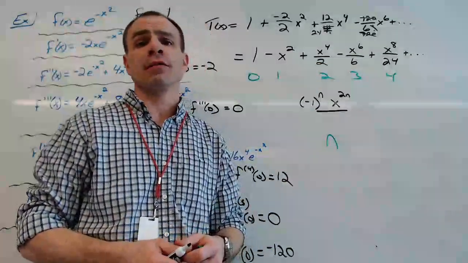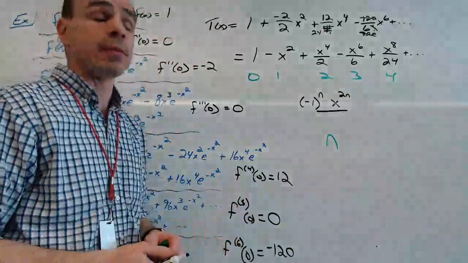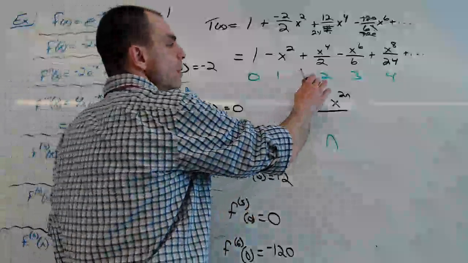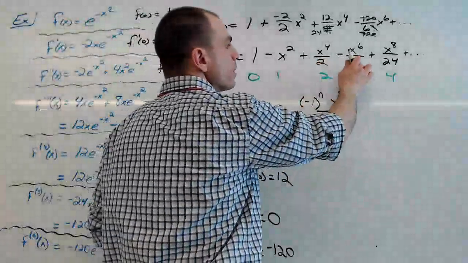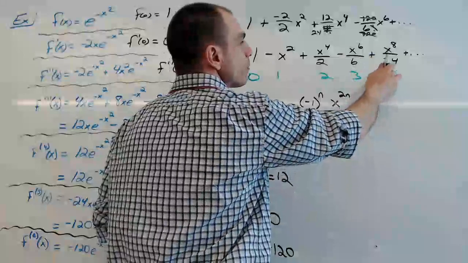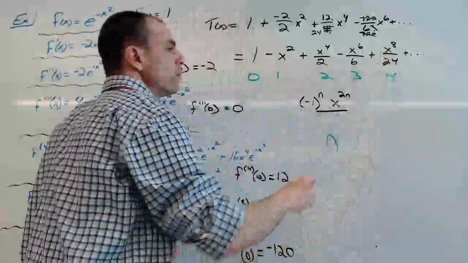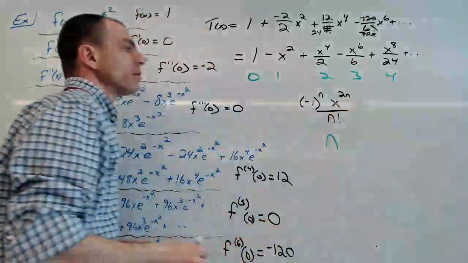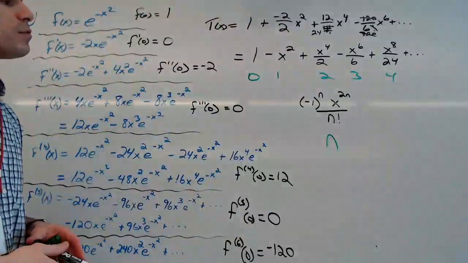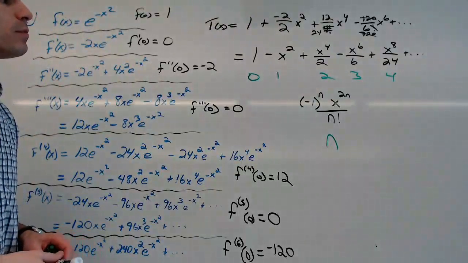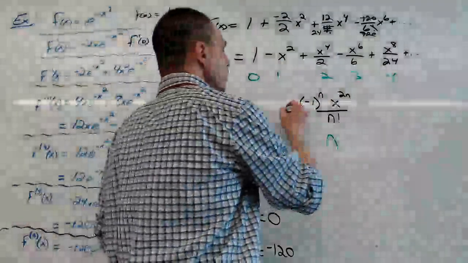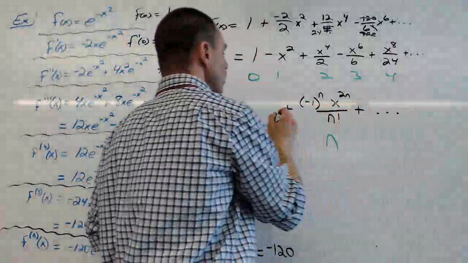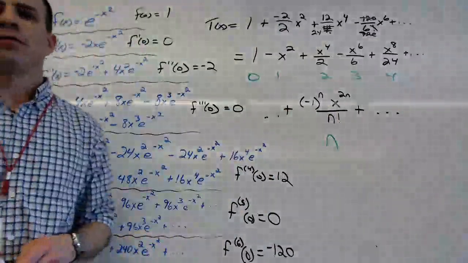Now we need our denominator. So the denominator for 2 was 2, the denominator for 3 was 6, the denominator for the fourth term was 24, so that seems to be our n factorial. So that term right there will be our nth term for the series.